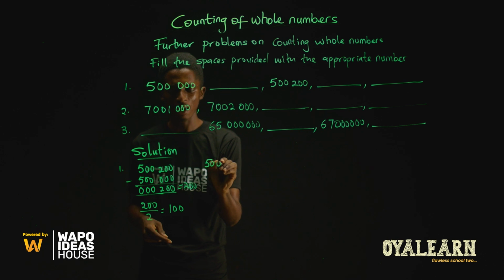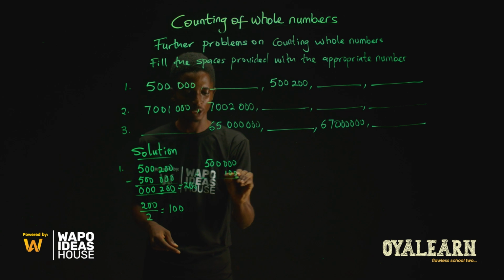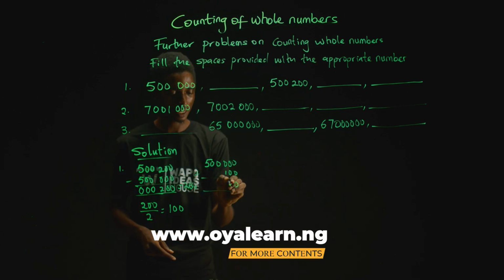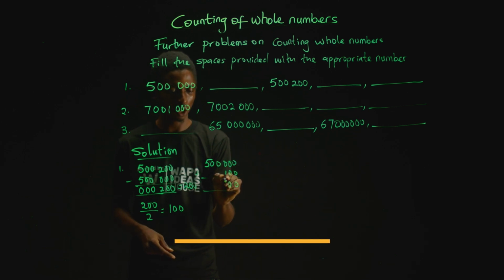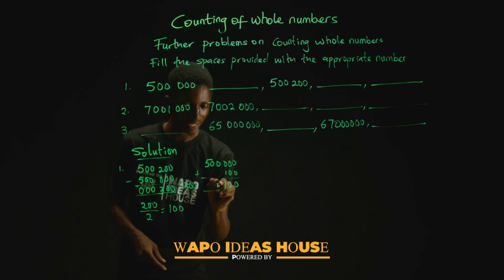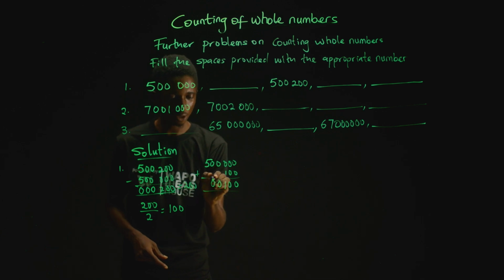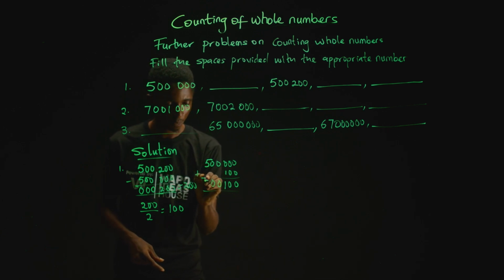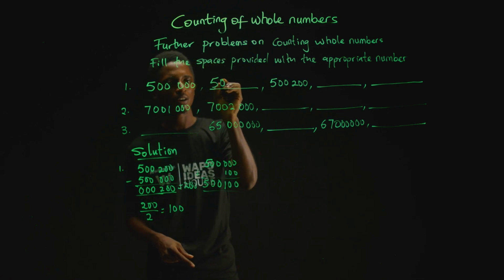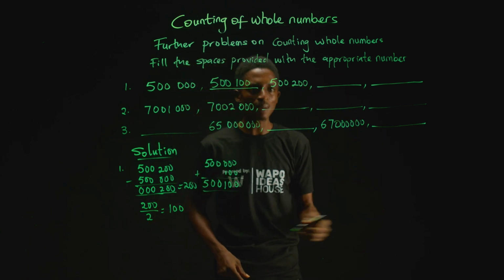That is 500,000 plus 100. 0 plus 0 is 0. 0 plus 0 is 0. 0 plus 1 is 1. Since there's nothing here, they are zeros, so 0 plus 0 is 0, 0 plus 0 is 0. Then 5 plus 0 is 5. So our next number is 500,100.